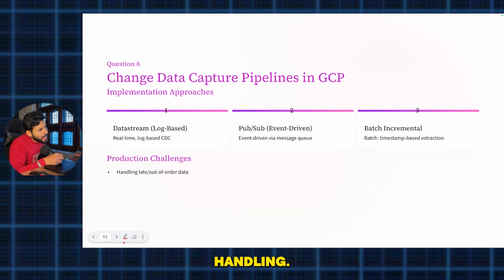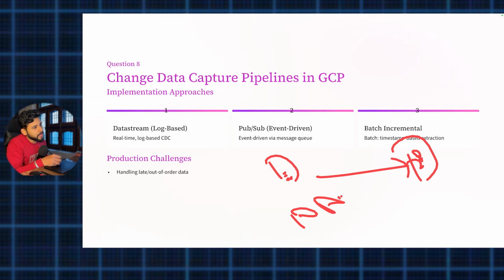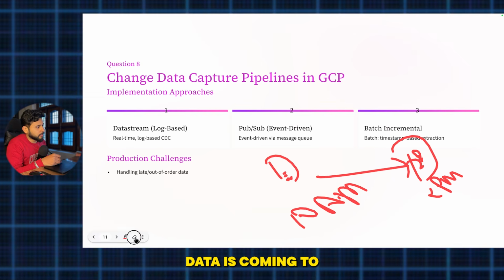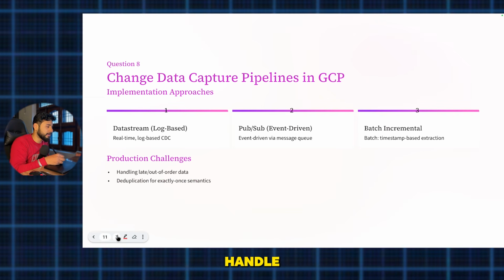Production challenges: as we talked about, late arriving data. Say you majorly get data at 10 a.m., but tomorrow you get the data at 2 p.m. Late arriving data is coming, and my pipeline was not running at that time, so the data got missed. That can be a problem. So we talk about how you can handle late arriving data and out of order data.